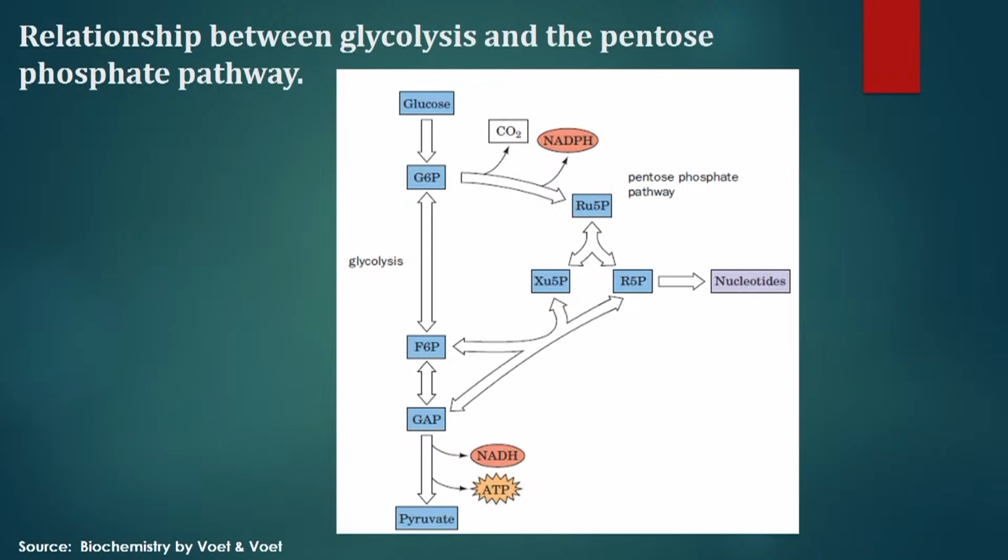So now let us see how this works. As I told you, this pathway consists of two phases. One is the oxidative phase, and another is the non-oxidative phase. So what happens in the oxidative phase? All the biochemical reactions are irreversible.